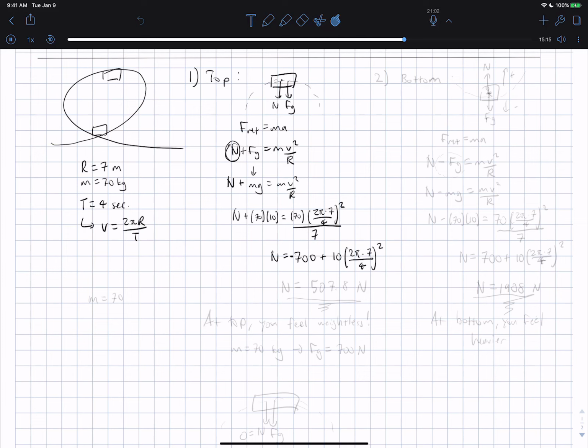You can plug that into your calculator, and you would get that, I guess I'll have to do that too, that the normal force is equal to plus 10 times 2 times 3.14 times 7 divided by 4 times 2 times 3.14 times 7 divided by 4.